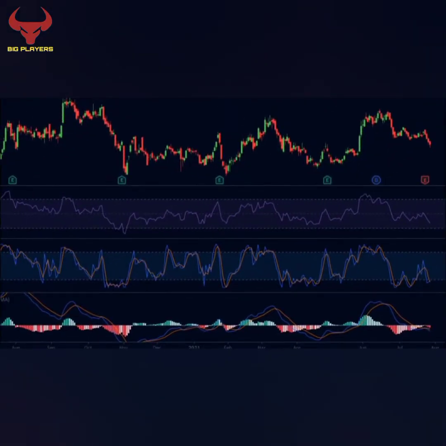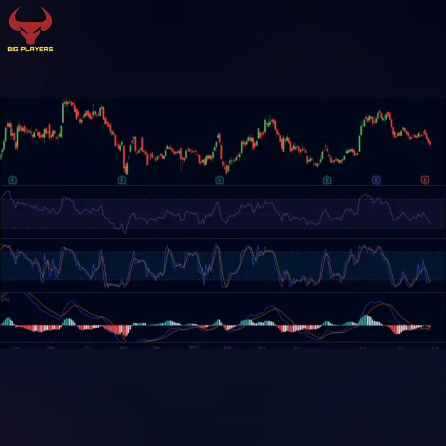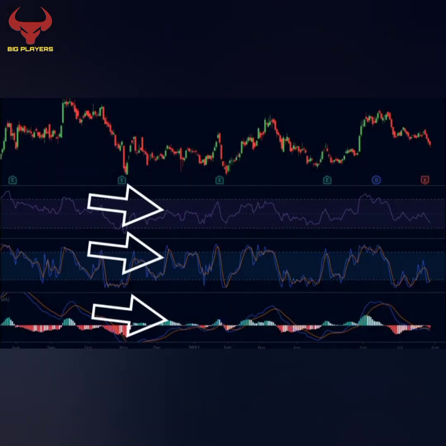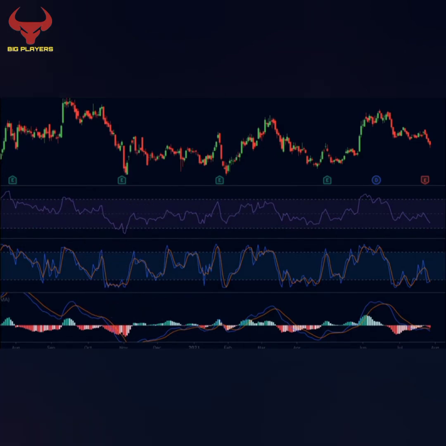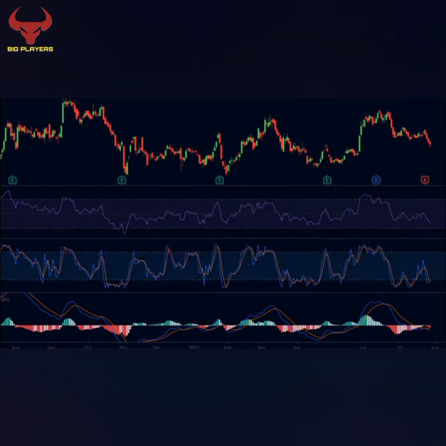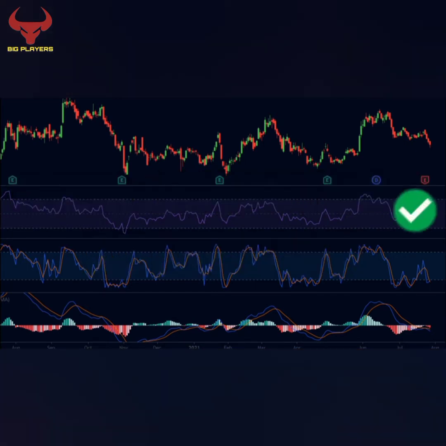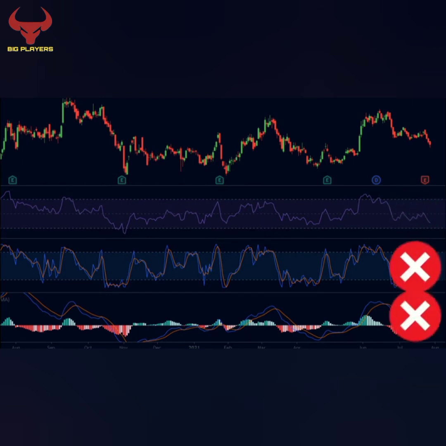The problem is that their chart ends up looking something like this. Can you tell what is the problem with this chart? The problem is, all these indicators show the same thing. They are all very similar to each other. They all indicate overbought and oversold conditions. They use the same inputs. Hence, their output will be the same. Therefore, we could use just one of these indicators to show us the same information. So, the other two indicators are just useless.